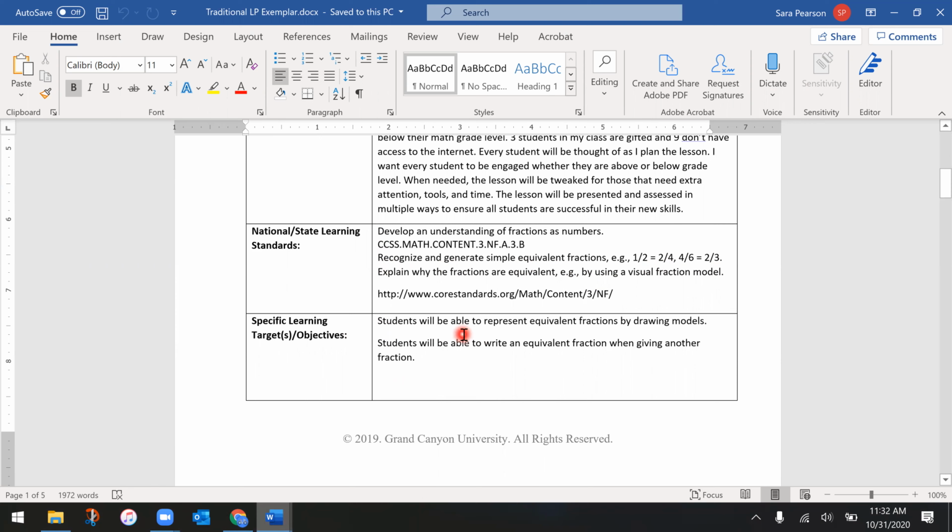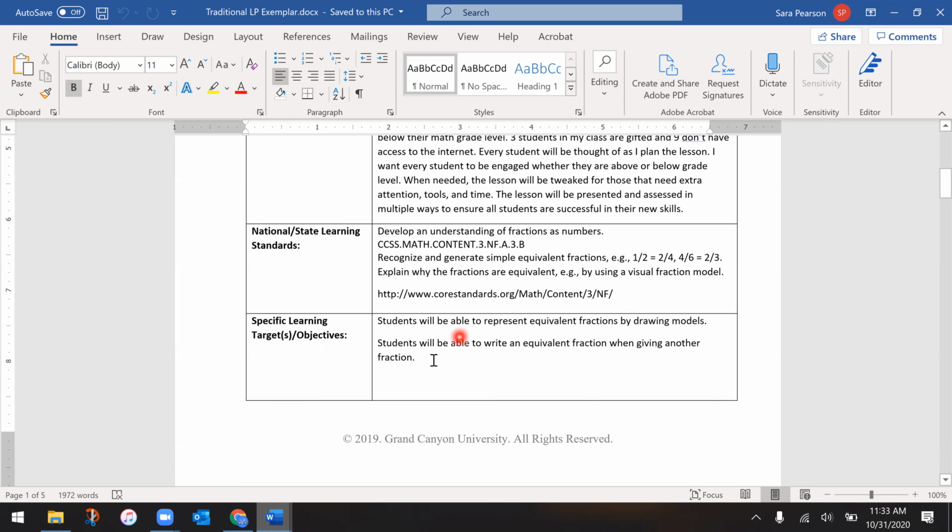For example, this one says that students can recognize and generate, they can explain why they are equivalent, and might use visual fraction models. And so you can see that students are able to represent fractions using the models, or students will be able to write an equivalent fraction when given another fraction. That's them generating those equivalent fractions.